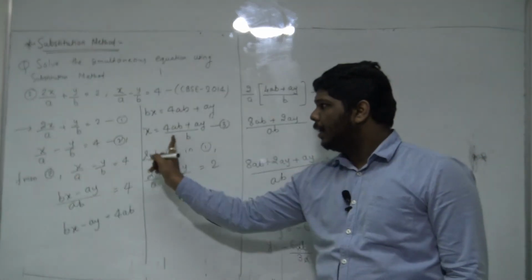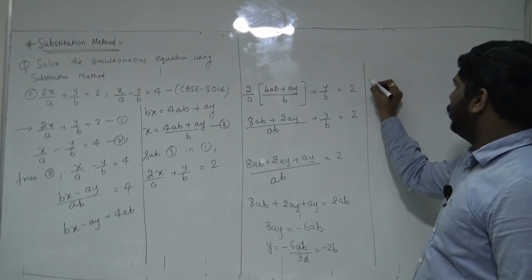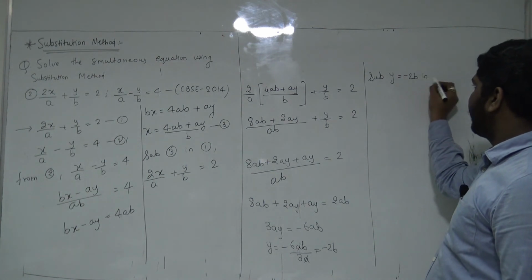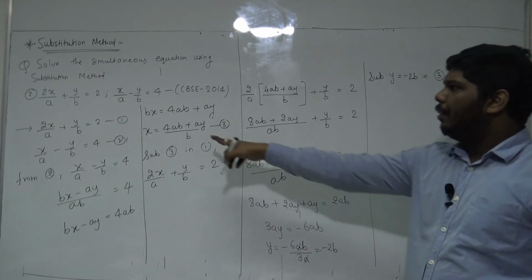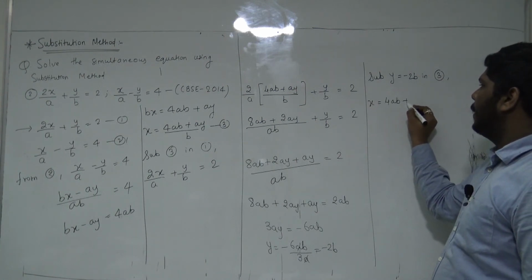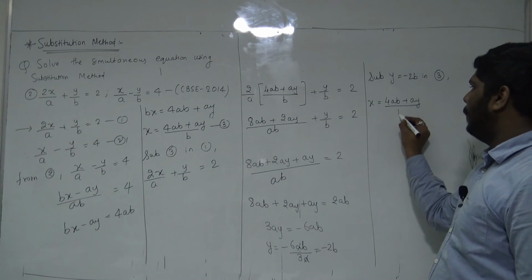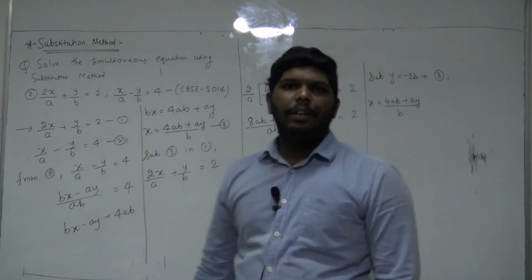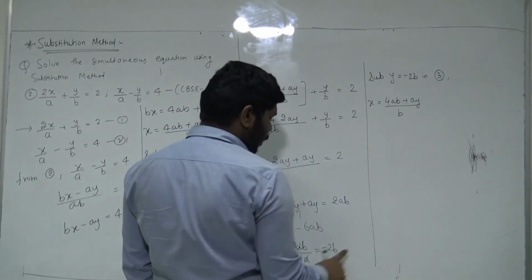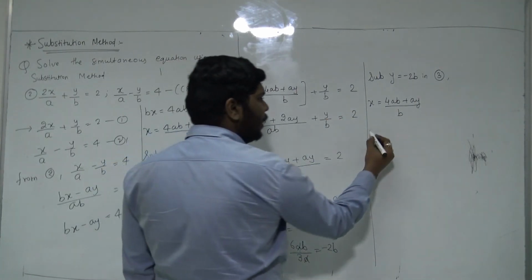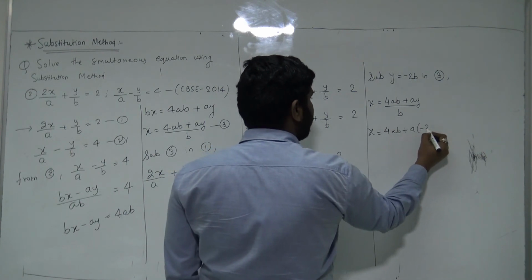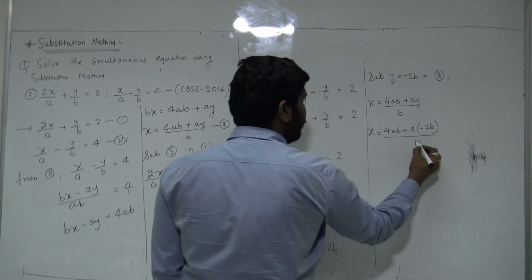Now where we are going to substitute this value of y? Obviously in equation number 3. So we'll say substitute y is equal to minus 2b in equation number 3, where equation number 3 says that x is 4ab plus ay upon b, right? Now in this case, what is the value of y? It is minus 2b. So x is equal to 4ab plus a times minus 2b divided by b.